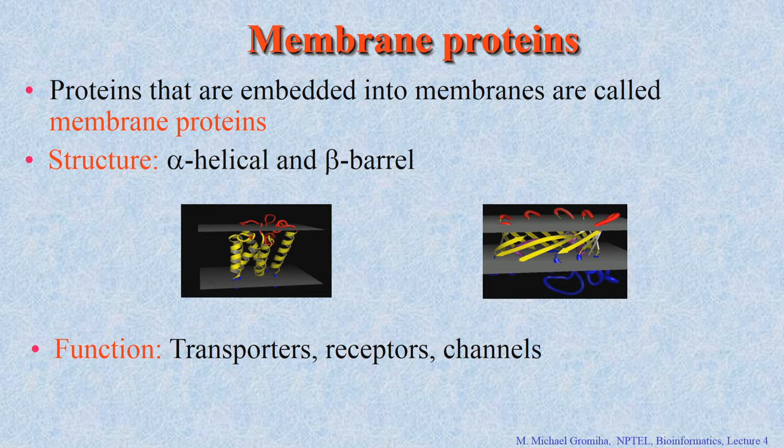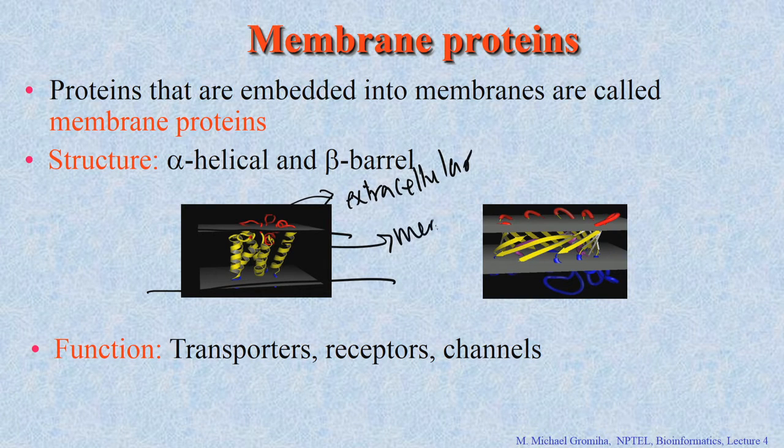Fine. First we discussed globular proteins and fibrous proteins, and the next step is the membrane proteins. As we discussed earlier, membrane proteins are embedded into membranes. Here I give two types of proteins. This is the membrane, and these are the proteins embedded into the membrane. This is the outside extracellular space, and here is the membrane. As we discussed earlier, there are two types of proteins, alpha and beta. You can see this is a beta barrel conformation.